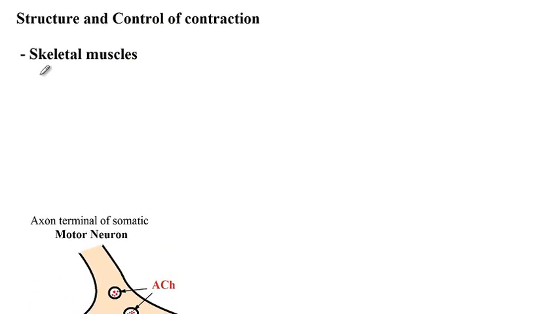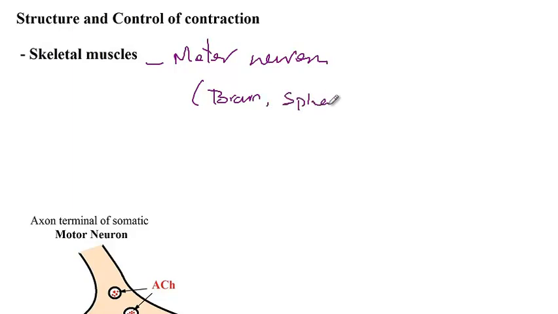In order for a skeletal muscle to contract, it must first be stimulated by a motor neuron. We already discussed that the motor neuron is under the control of the somatic nervous system. The cell bodies of these motor neurons are located in the central nervous system, for instance the brain and spinal cord, and their axons run all the way to the periphery.